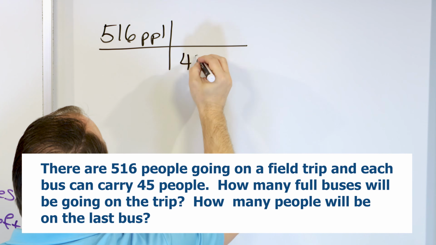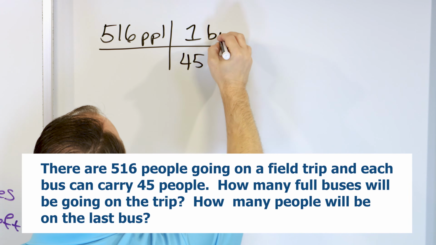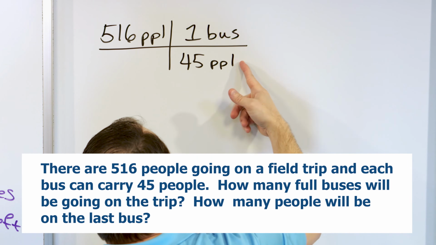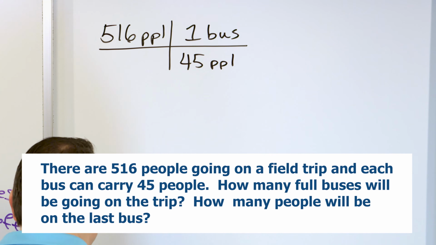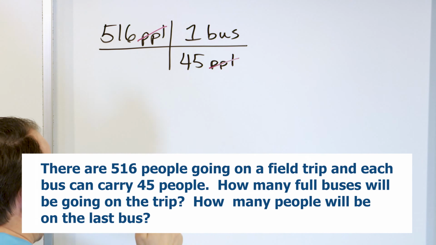You have to write it as 45 people for every one bus. It's people per bus. Why do we write it like this instead of flipping it over? Because if we put bus on the bottom, nothing will cancel at all. This is the only way that people cancels with people. What I have left is how many buses.